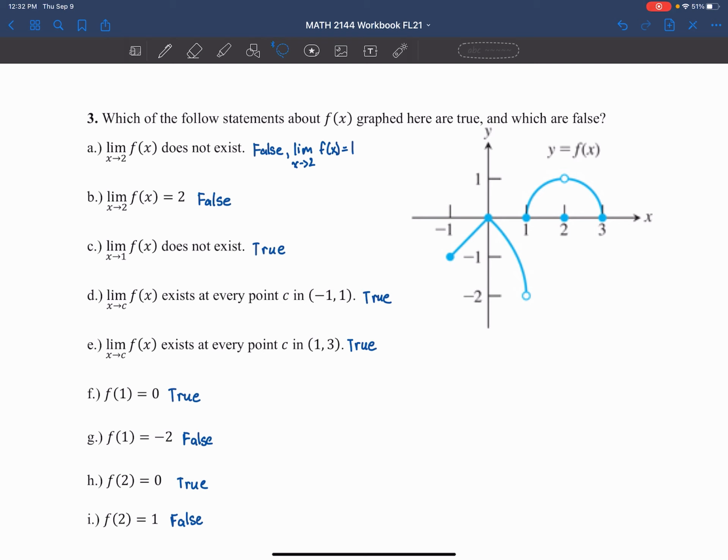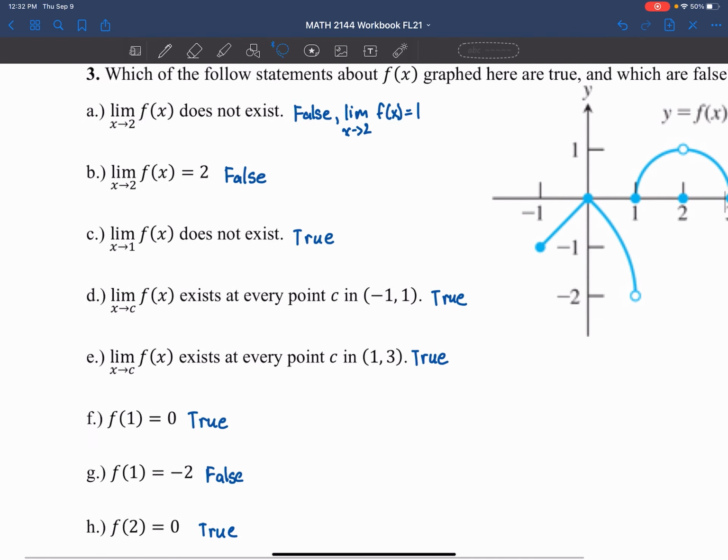So up on the screen, I have the answers. Let me give another minute just to process your work. And then if there's any that anyone would like explained, feel free to ask. Yeah. They exist at every point. Sure, so like D? Yeah.